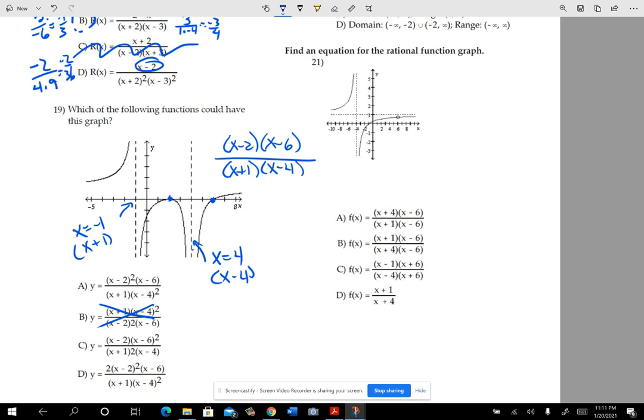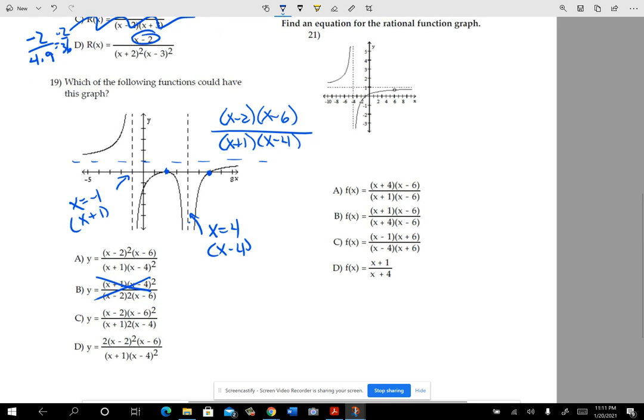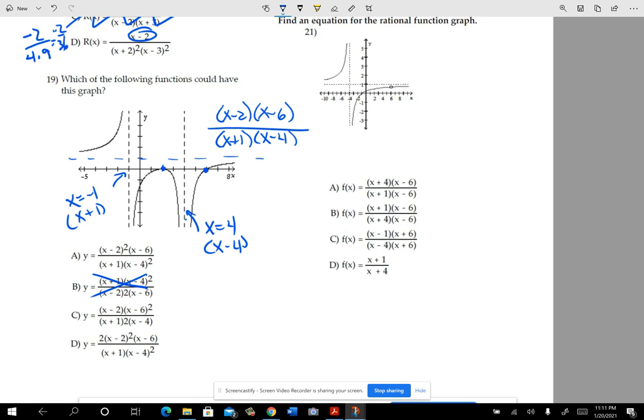Now, when I'm looking at horizontal asymptotes, it appears there is one around 1, which means the degree on the top and the bottom should be the same. Okay, so it appears it should be the same on the top and the bottom. So let's see. And that is just 1, 2, 3, that's 8. Okay, so y equals 1.